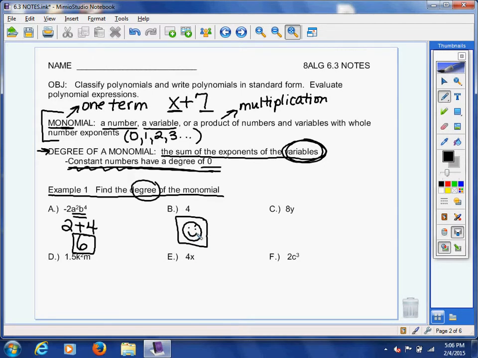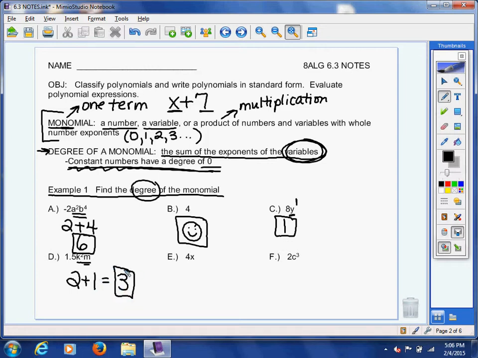Let's look at C. 8y is a monomial. y is our variable. What's the exponent on it? Because I don't see it, so what is it when you don't see an exponent? Now hopefully you said 1, and so that's the degree of that particular monomial. It's a 1. Let's look down here at D. We've got 1.5 k squared m. Focus on the variables. k has an exponent of 2. m has an understood exponent of 1. That means the degree is 3.